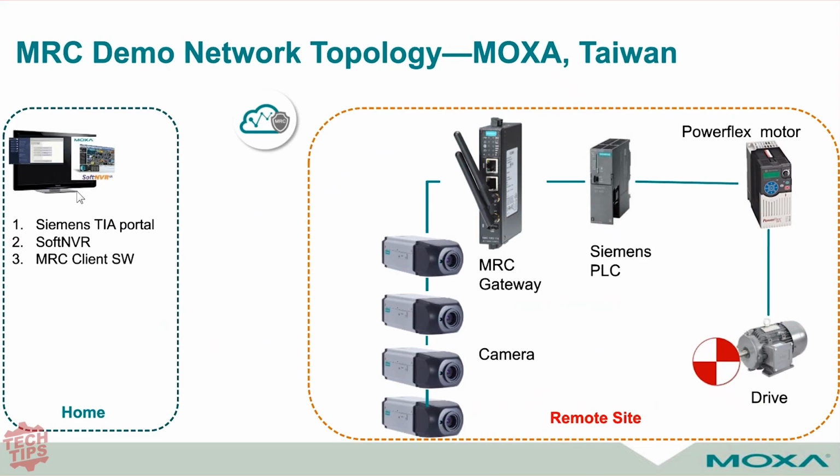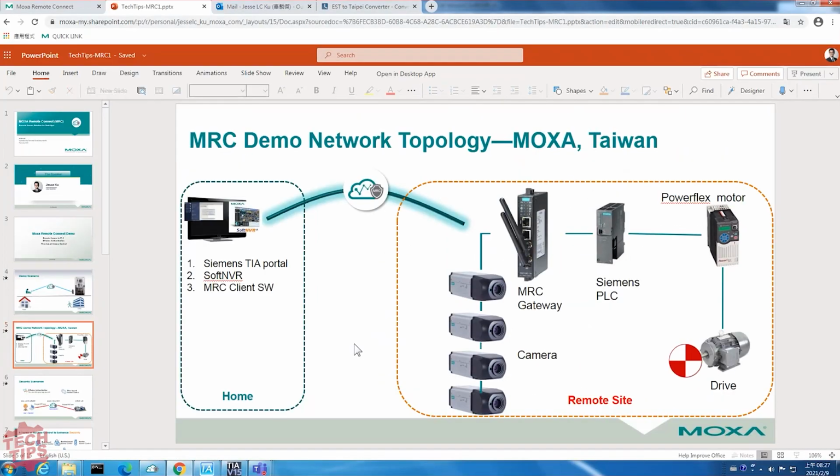I'm at home, this is my computer, I have the Siemens TIA portal installed. I have the software for connecting back to the cameras, and I have the MRC client software on my computer. So later I'll connect back to the office, which is the demo kit I've just shown. We will be able to see through the cameras what's happening at the office. And I'll try to connect back to the PLC and try to make this drive spin. So this is the first scenario. Without further ado, here's how we accomplish it.